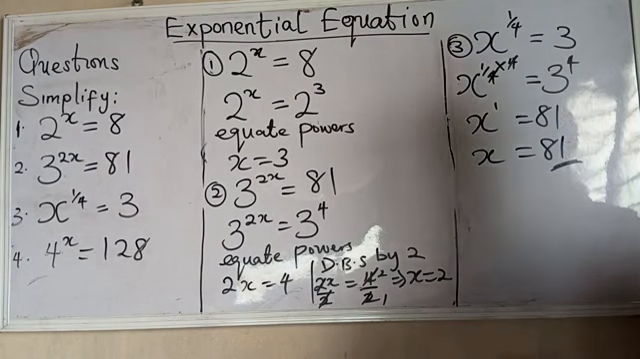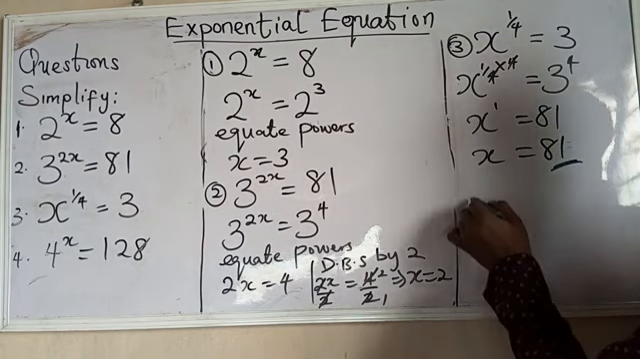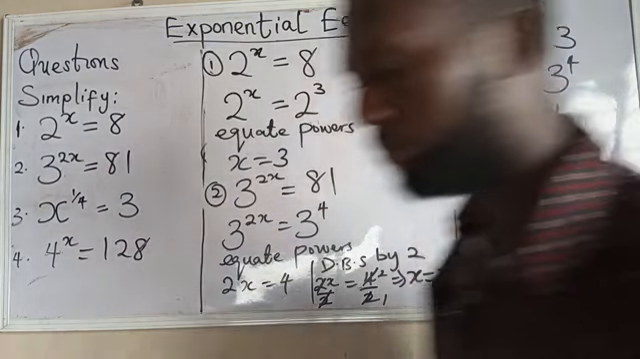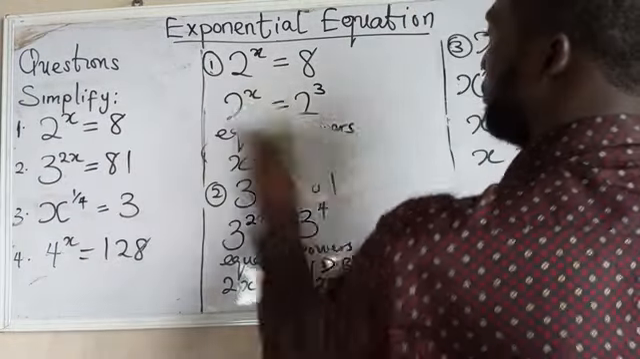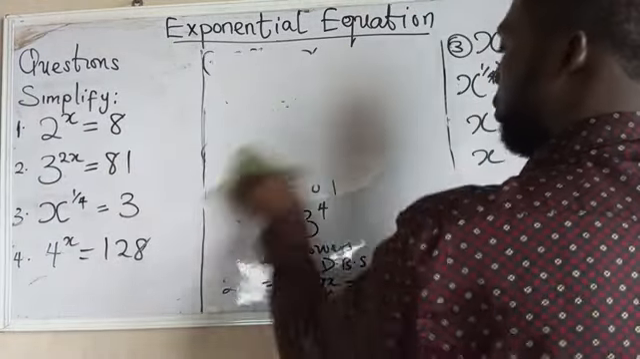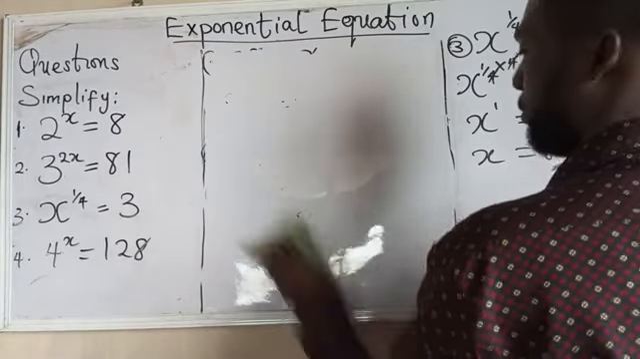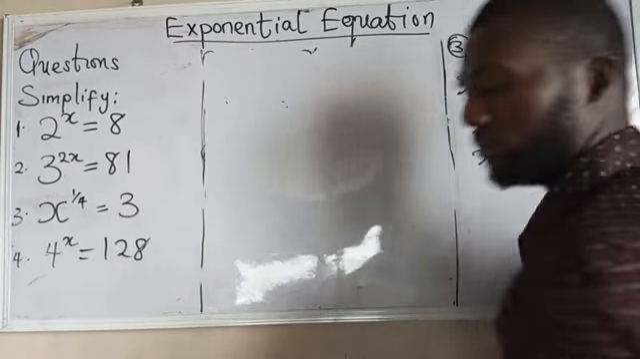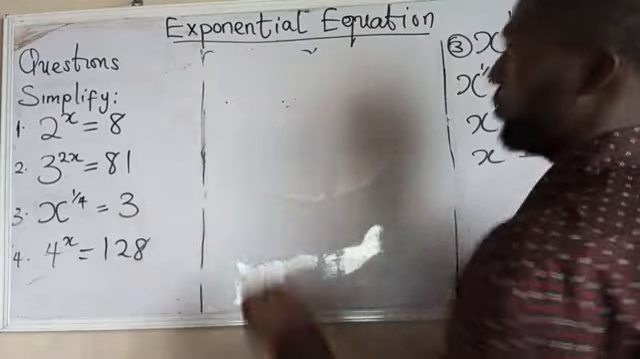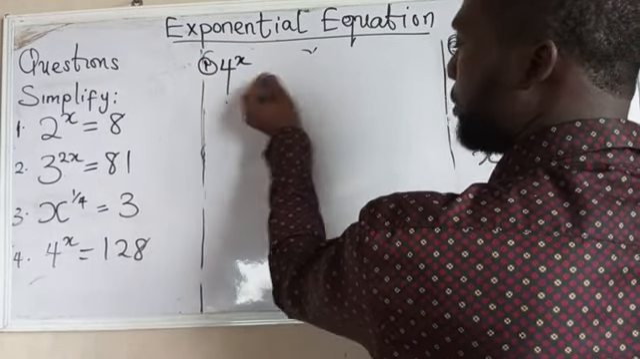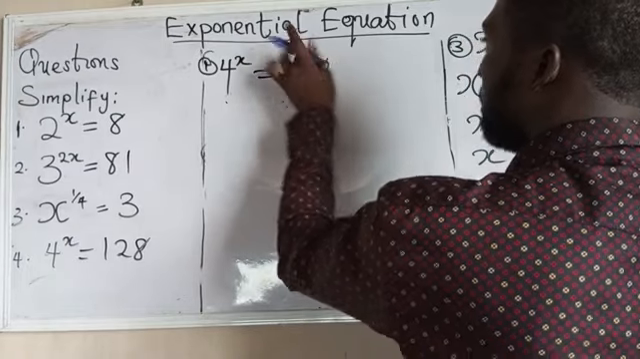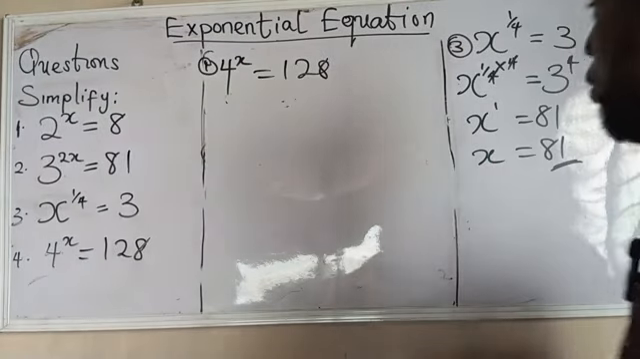Then let's look at the last question, which is the fourth question. How do we go about the fourth question? For the fourth question, 4 raised to power x equals 128.